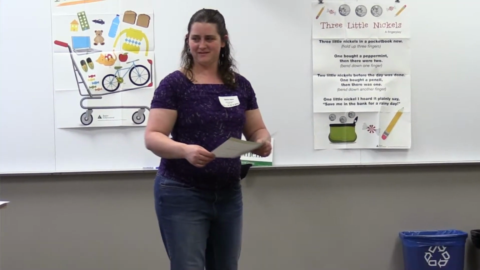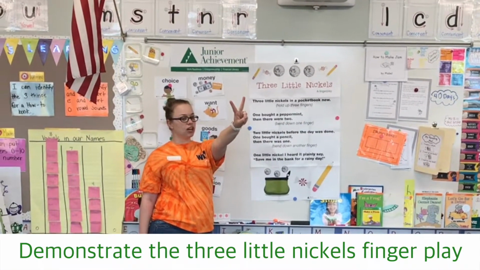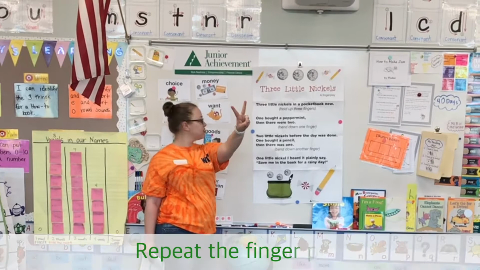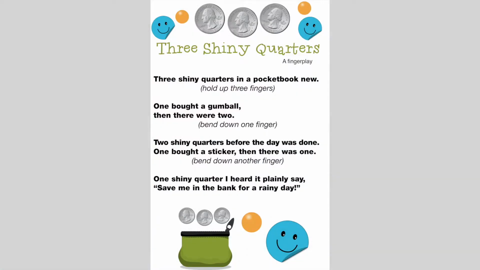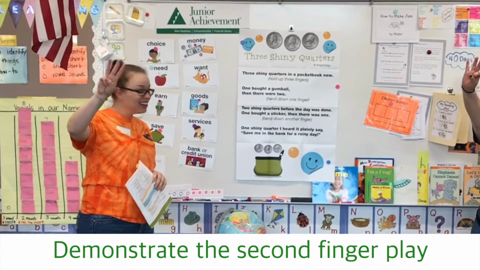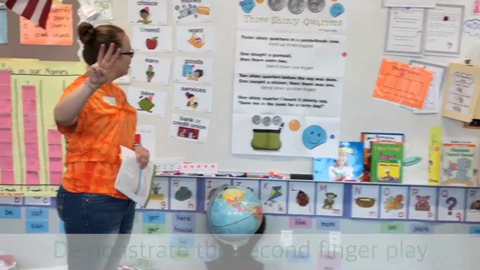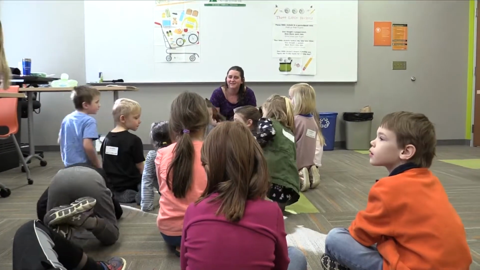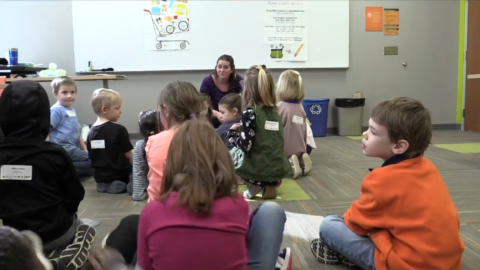Then have students listen quietly as you read the poster and demonstrate the 3 Little Nickels finger play. Once you're finished, repeat the finger play and invite the class to join you. Flip the poster and ask, "How much is a quarter worth?" Demonstrate the second finger play, 3 shiny quarters, then invite students to join you. Thank the students for sitting quietly and have them return to their seats.